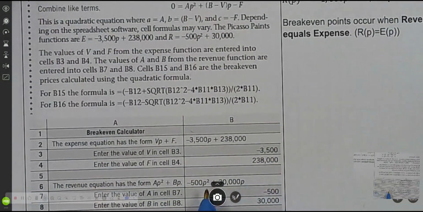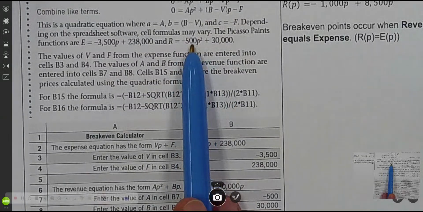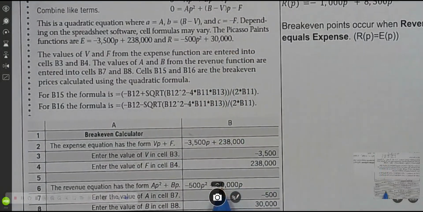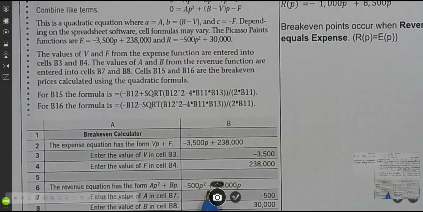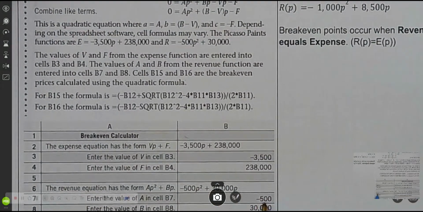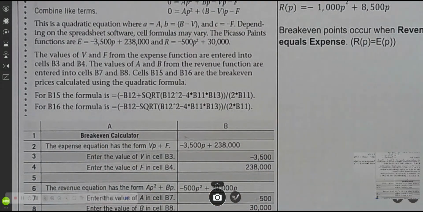And they're going to do the same thing again. They have their revenue function, right? The revenue function is negative 500 times P squared plus 30,000. They put that into cell B6, and then they're going to break this apart into the coefficients. There's their negative 500, there's their 30,000.